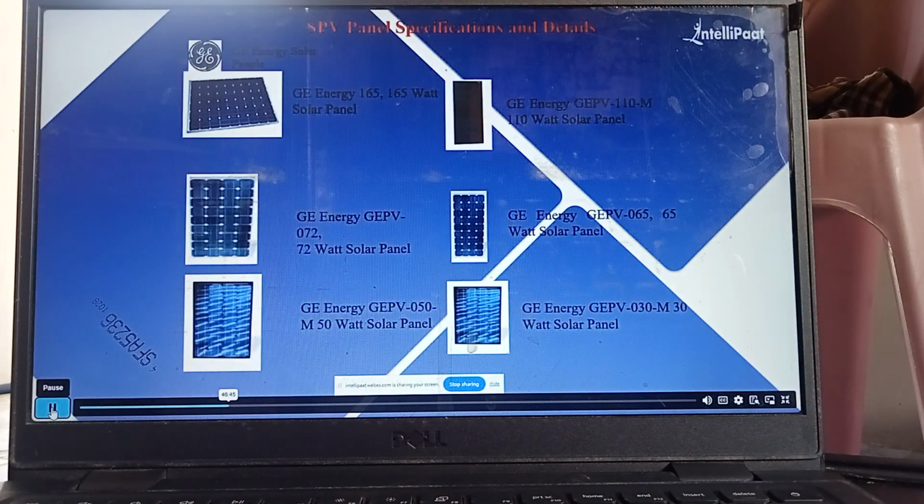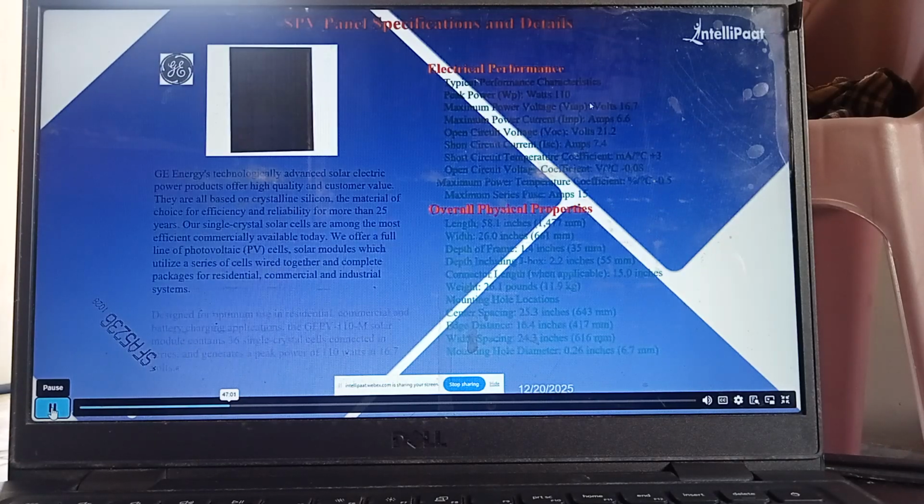And then we have other panels with 110 watt, 65 watt, 30 watt, 50 watt, different panels are there. Again, here you can find the voltage is 21. In most cases, you would find the panel power varying from 50 to 500 watt, if I'm not wrong, right? And the voltage varies from 17 volt open circuit voltage to 50 volt.